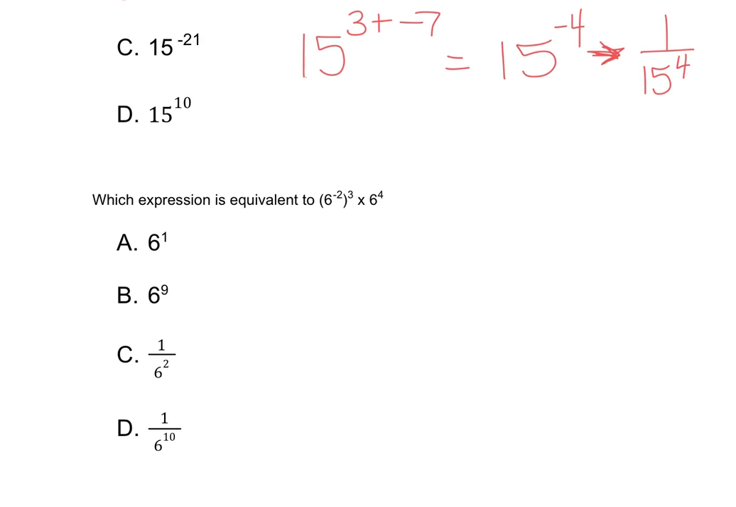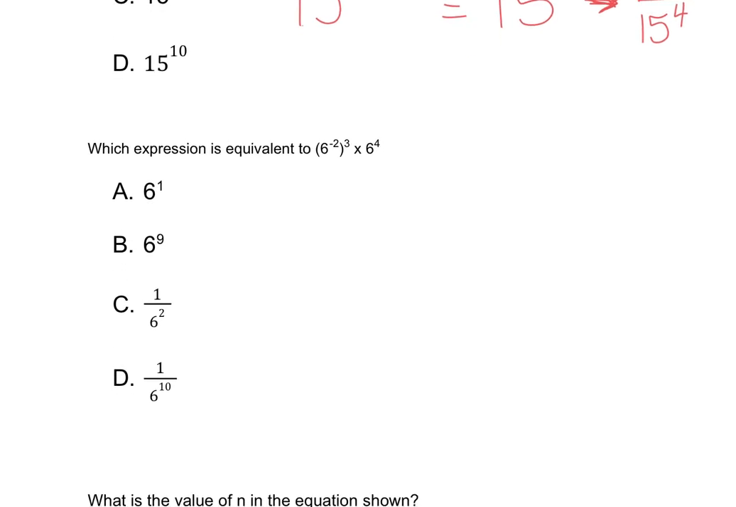All right, next one. Which expression is equivalent to 6 to the -2 to the third times 6 to the fourth? I'm going to start here. This is my exponent to another exponent. We're going to multiply these. Keep my base 6, and then we've got -2 times 3, which is going to be -6. Make sure you're using your calculator. Then I'm going to bring times 6 to the fourth down.